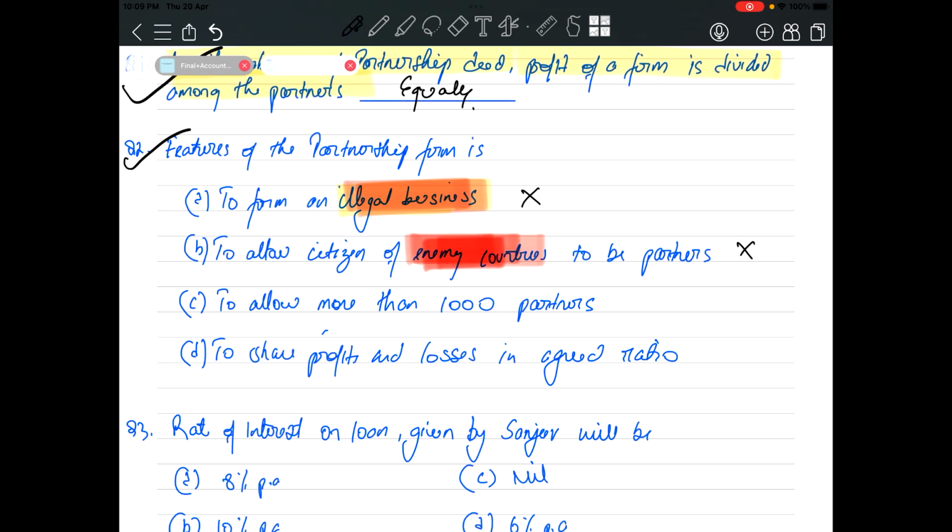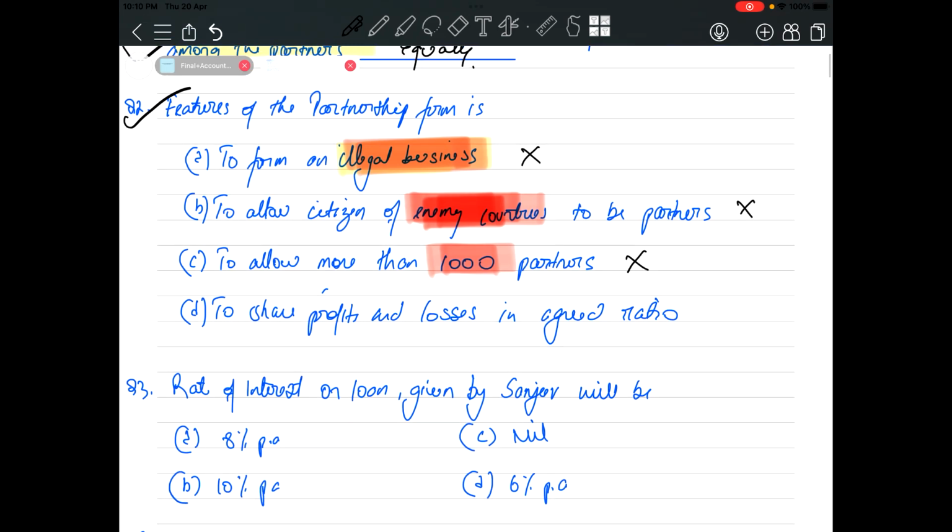To allow more than 1000 partners. Will we allow more than 1000 partners? No. So whatever is left, what is the point left? To share profits and losses in an agreed ratio. So this will be our right answer.